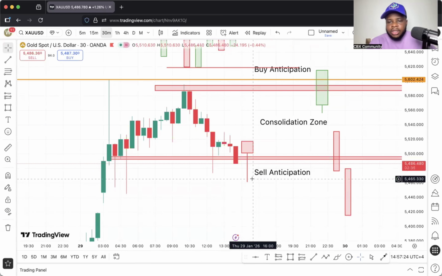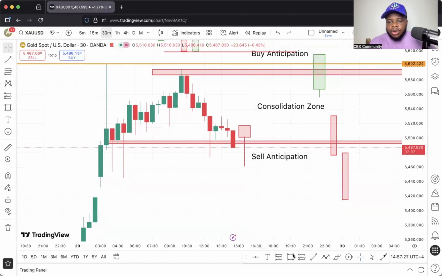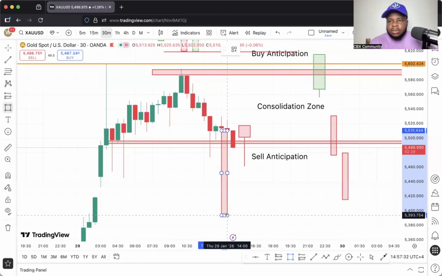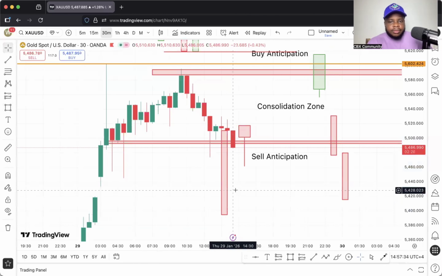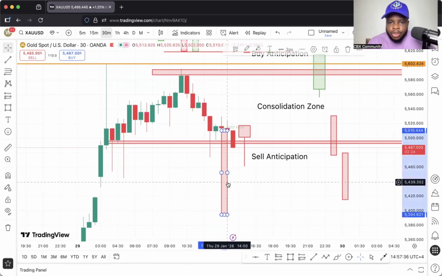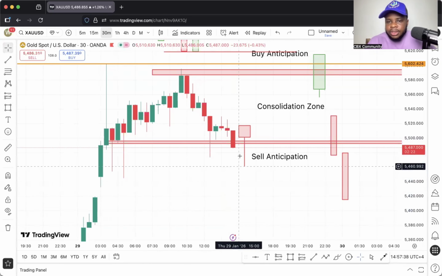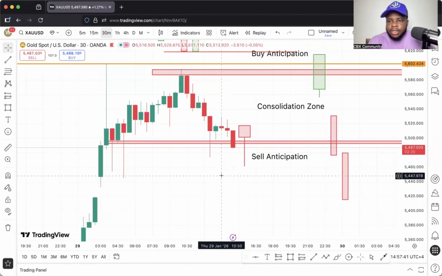So we don't need to do anything, even though this candle should continue to come down to give us a very strong bearish candle like this. We don't need to do anything. All we need to do is wait. This candle needs to close. Then let's see what the next 30 minutes candle wants to do.